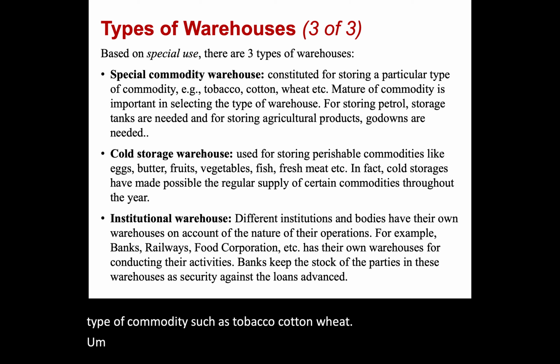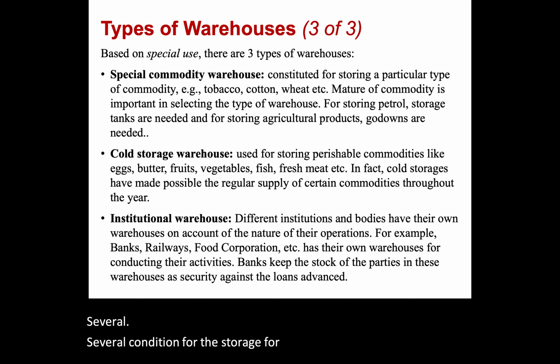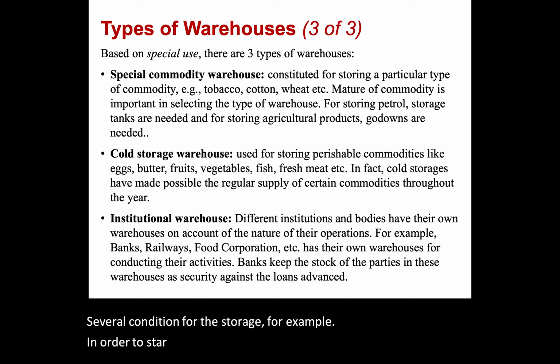and this type of warehouse usually requires several conditions for the storage. For example, in order to store petrol storage tank are needed, and for storing agricultural product, godowns are needed.